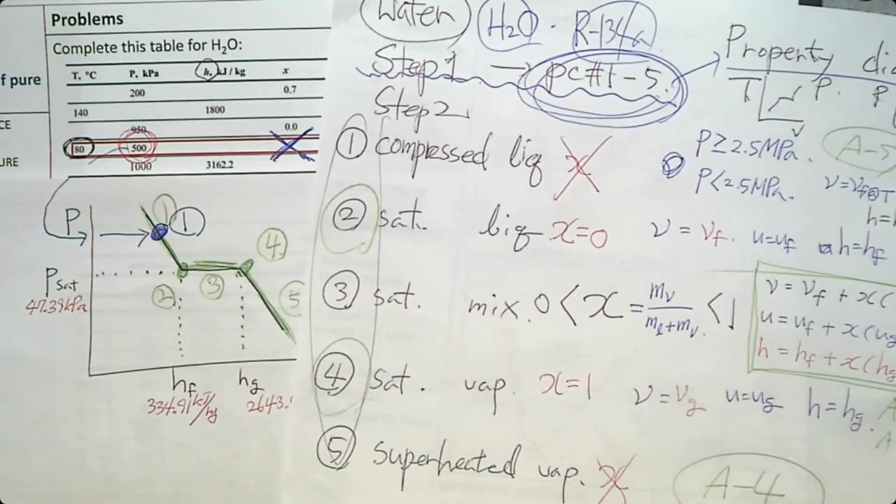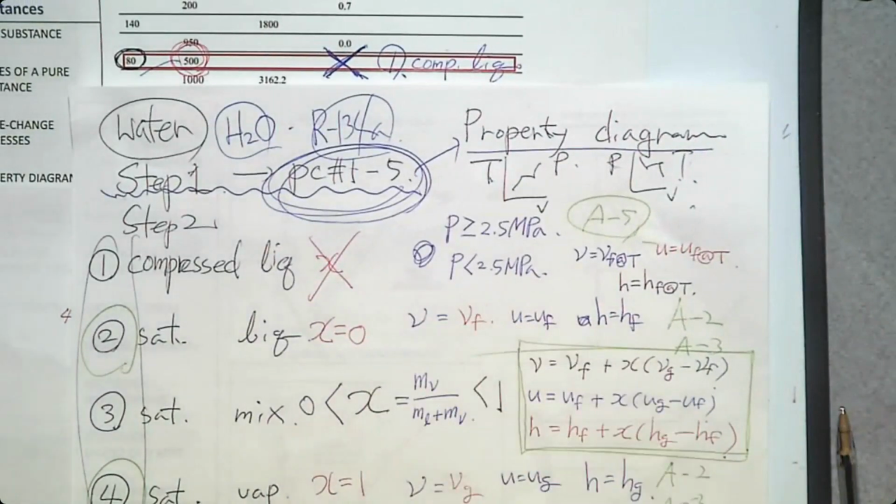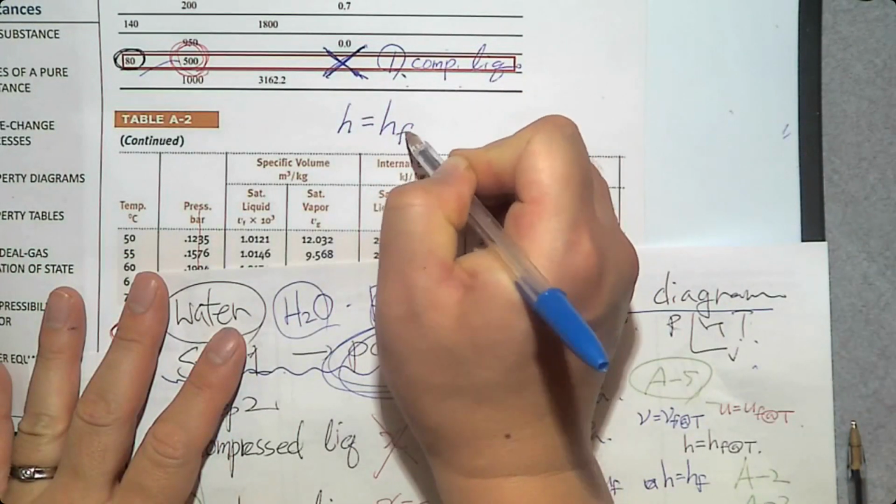Then how can you determine specific enthalpy h? To determine specific enthalpy h, we have a compressed liquid. There are two options. One is when pressure is high, the other is when pressure is low. What is the pressure of our system? Only 500 kilopascal, which is 0.5 megapascal. So pressure is low. And what do we want to determine? h. So h is hf at T.